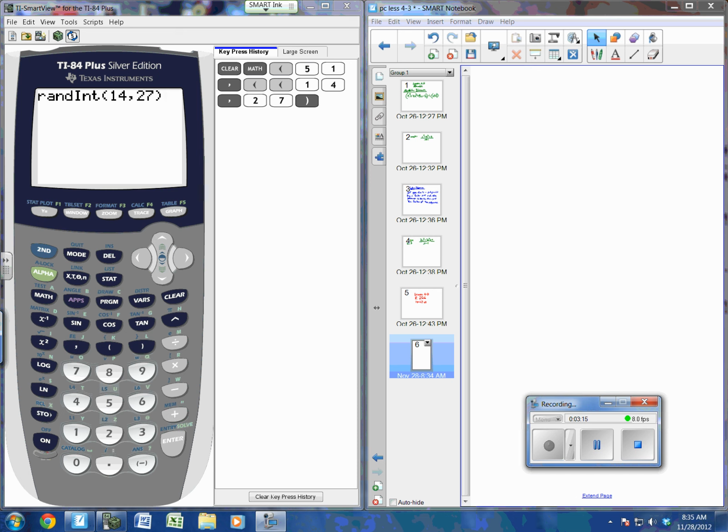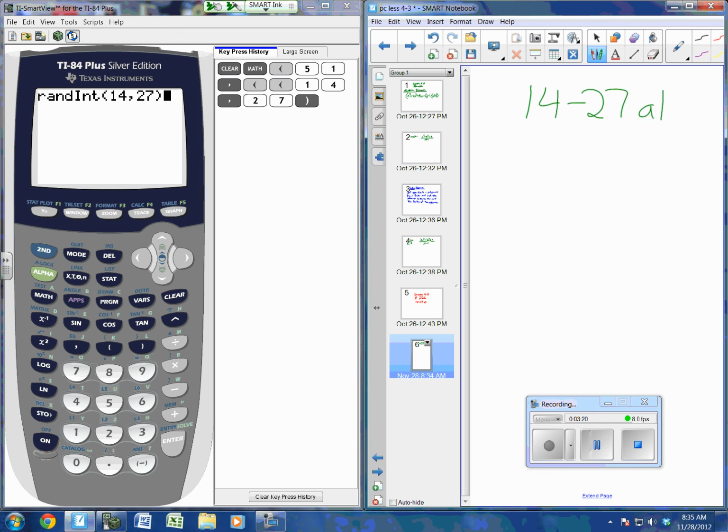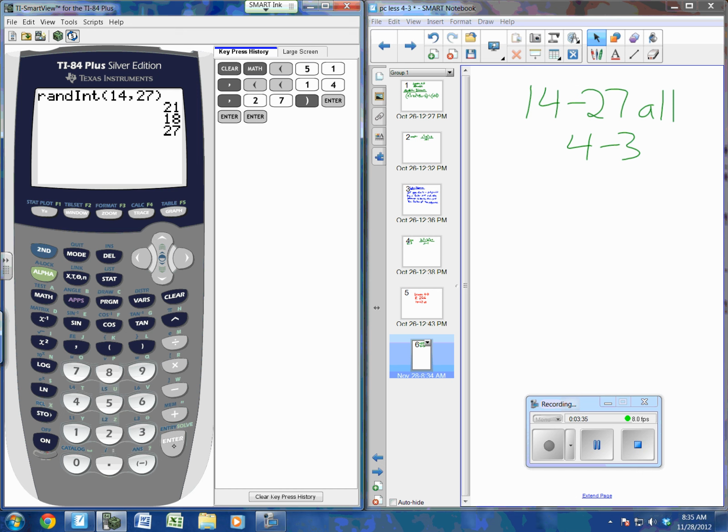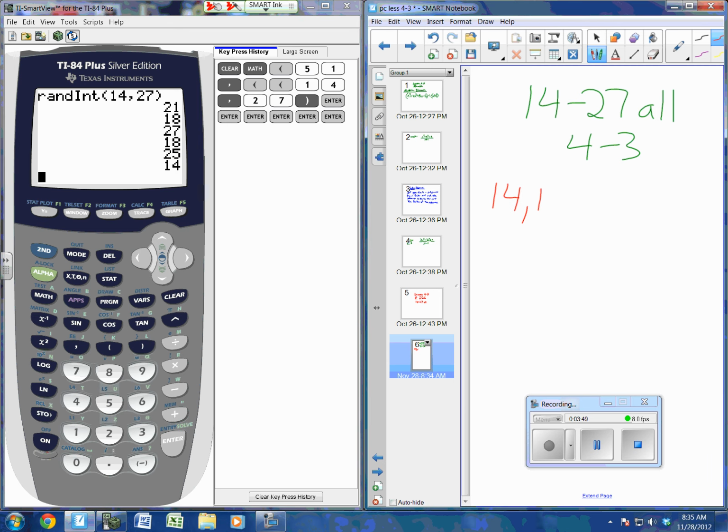Okay, you did problems 14 through 27 on lesson 4-3. So I put into the calculator to choose 5 problems between 14 and 27. We're going to do number 21, 18, 27. We already did 18. We're going to do 25 and 14. So I'm going to write those down right here. These are the problems we're going to correct: 14, 18, 21, 25, and 27.